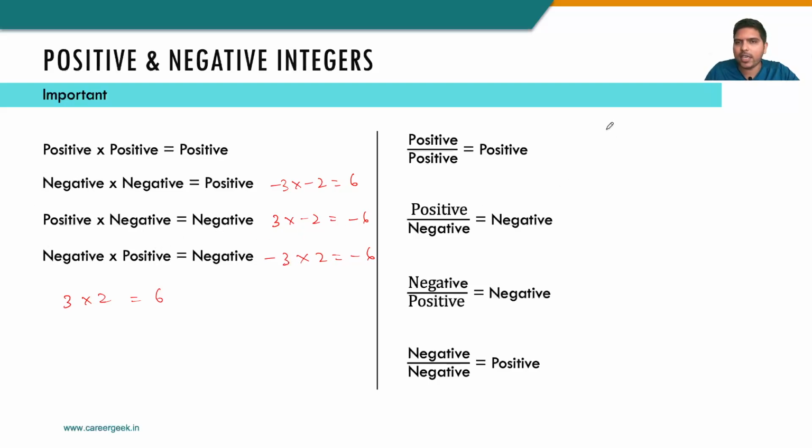Just a revision. Again, positive upon positive is still positive, whatever the value. Positive upon negative, same. Negative upon positive, again same. Negative upon negative, here the negatives get cancelled, so I get positive. Again, make sure you write all of this down if you're not clear.